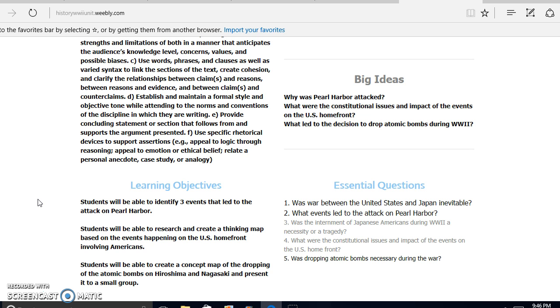The big ideas we will be addressing in the unit plan are as follows. Why was Pearl Harbor attacked? What were the constitutional issues and impacts of the events on the U.S. home front? And what led to the decision to drop atomic bombs during World War II?